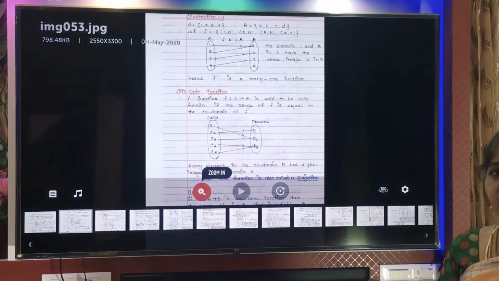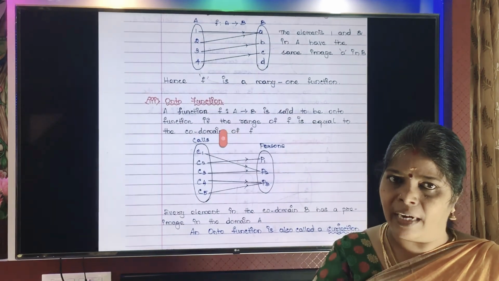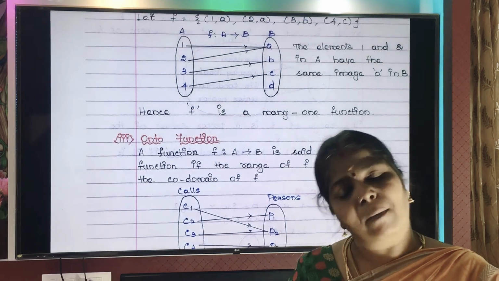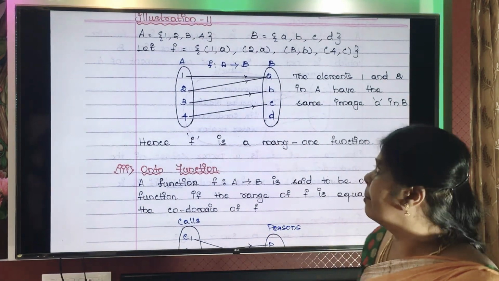The words themselves tell us: one to one means one different image. Different elements should have different images. Many to one means many elements can have a common image.